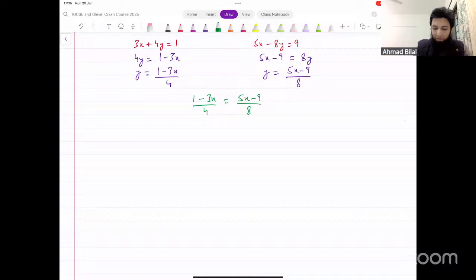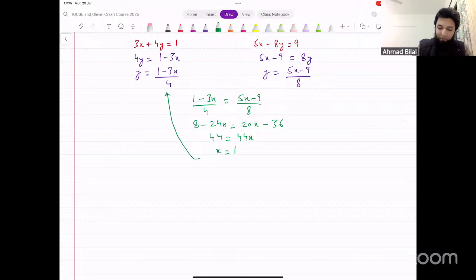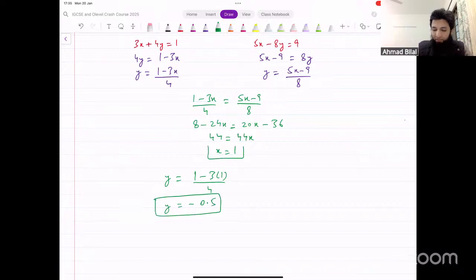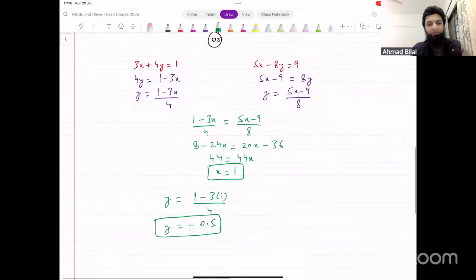Now you can cross multiply. That gives you 8 minus 24x and 20x minus 36. 44x equal to 44, and the value of x turns out to be 1. That's the value of x that we were looking for. Put that value of x back in any of those two functions. 1 minus 3 times 1 divided by 4. Y equals minus 0.5. And you get the values of x and y from this as well.